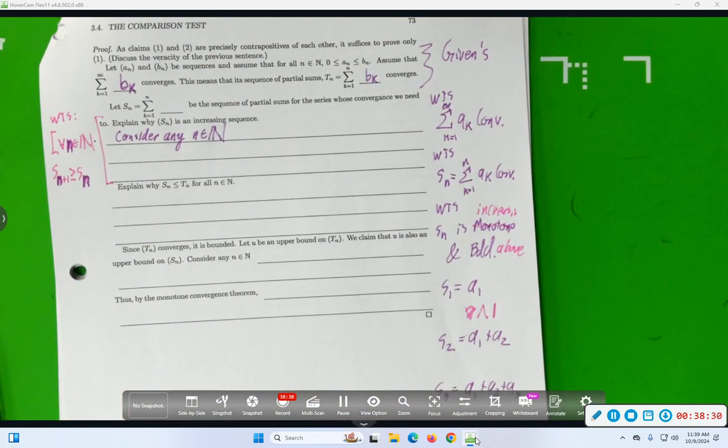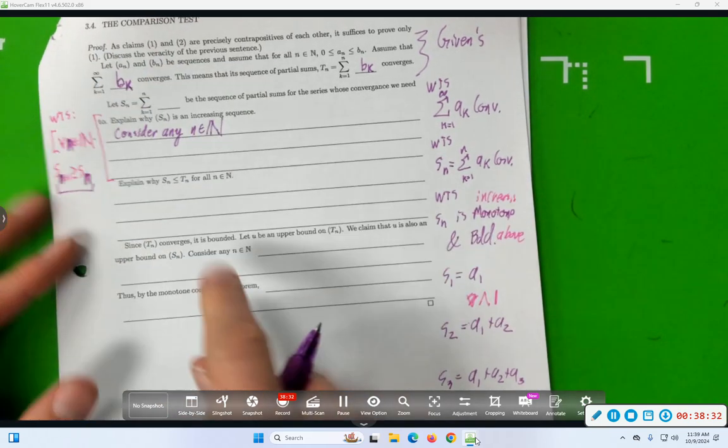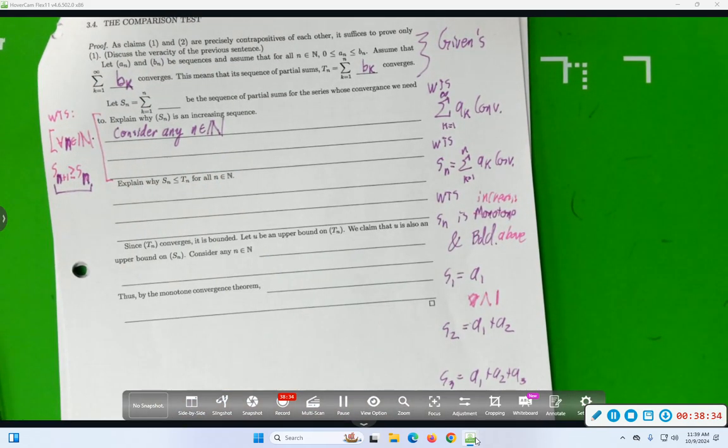So let's focus on this. We'll put it into wants on the lines in a moment. Why should Sn plus 1 be bigger than or equal to Sn? Convince me of that.